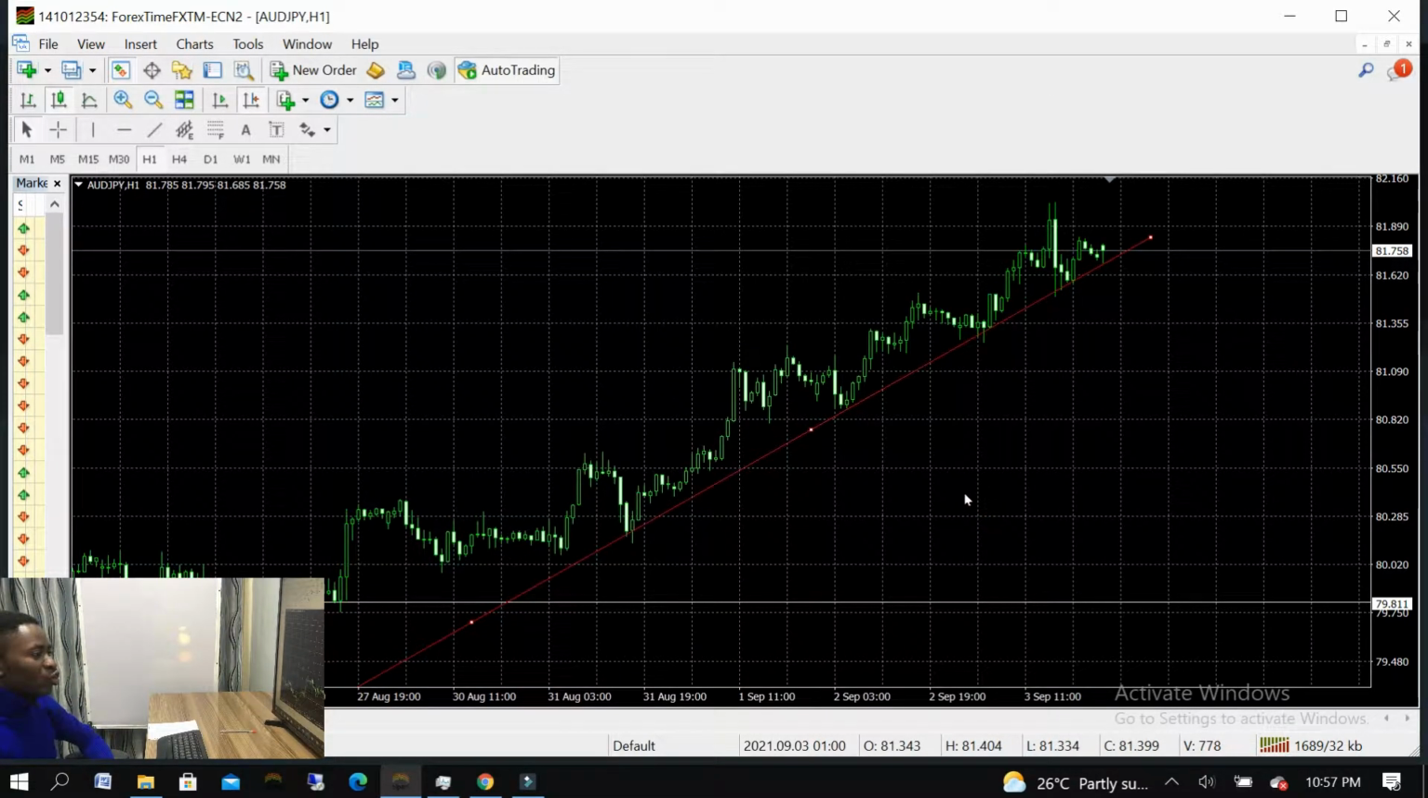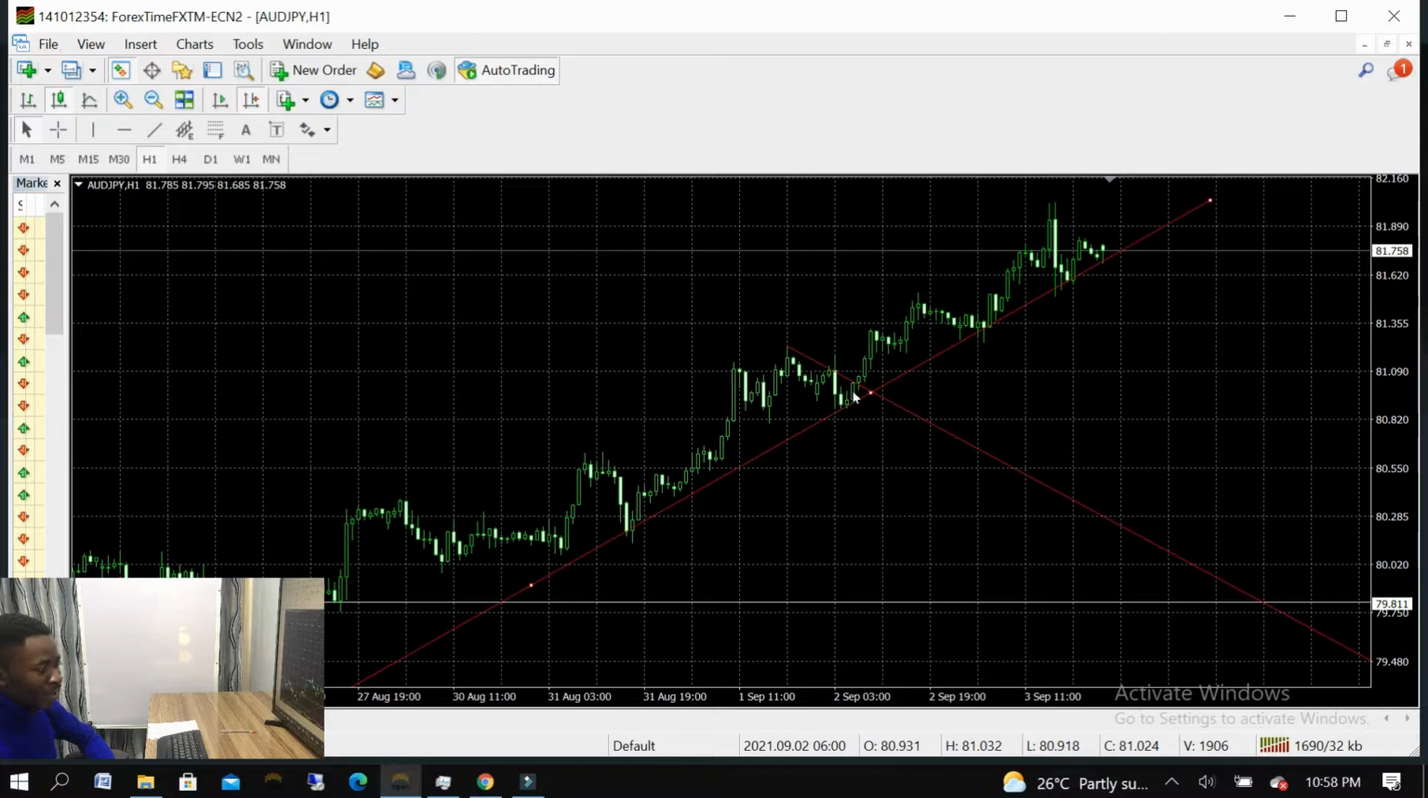Now, anytime you want to trade a pullback using a trend line, you are going to use a counter trend line. Now, what do I mean by counter trend line? I don't want you to force it because you look for a pullback. This is a pullback here. This is a pullback here. This area is a pullback.